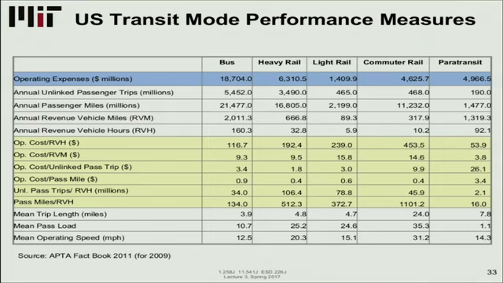Let's look at going back to the APTA fact book of 2011, and these are numbers for 2000 because they always do these reports for 2 years before the report comes out. So how much was spent in bus service in the U.S.? 18. This is in millions, so 18,000 million, 18 billion. Heavy rail less, and light rail even less, and then commuter rail is more expensive.